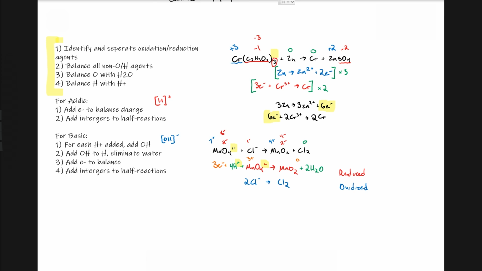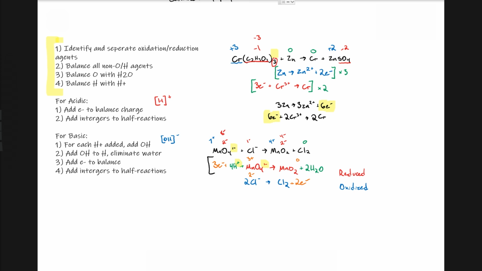Now for the second, we have a 2 negative charge on the left side and a 0 charge on the right side. So to get this balanced up, we just need to add 2 electrons to the right side of the equation. Now, let's step back and take a look and see where we are.